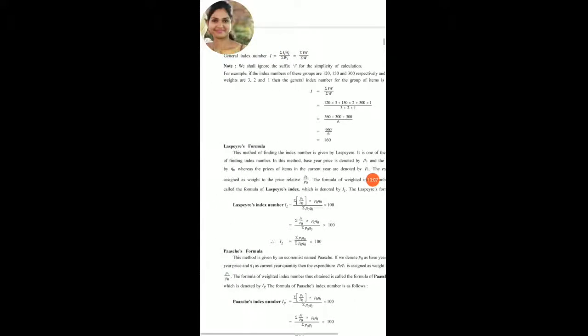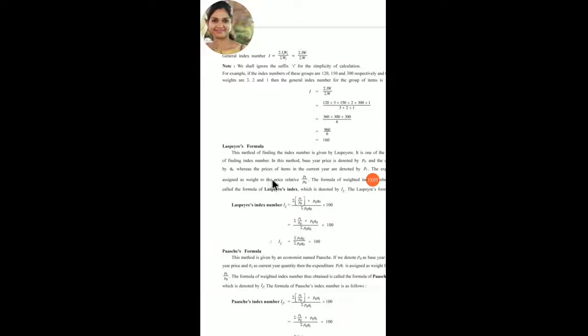You have to remember one digit. Whenever you have to use the Laspeyres method, you have to remember the digit 1000. Okay, 1000. It means 1000 is the Laspeyres method. See here, it is one of the important methods of finding an index number.